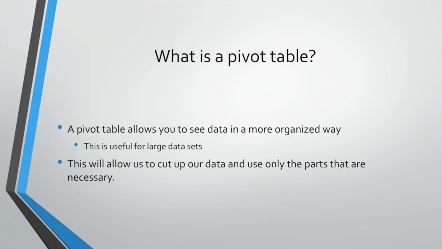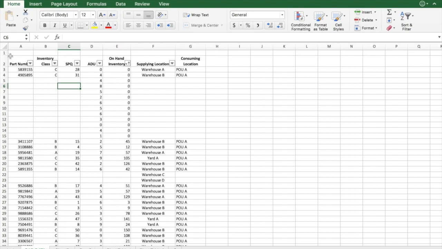This also allows us to cut up our data. For example, if we have a really large data set, then we want to be able to take the data and organize it in a way that we get only what we need. And so sometimes that's useful because the files could be quite large and our computers can't really handle it. So if we dissect the data into more manageable chunks, the faster our computers run and the better it is for our day-to-day. So let's go ahead and get started.